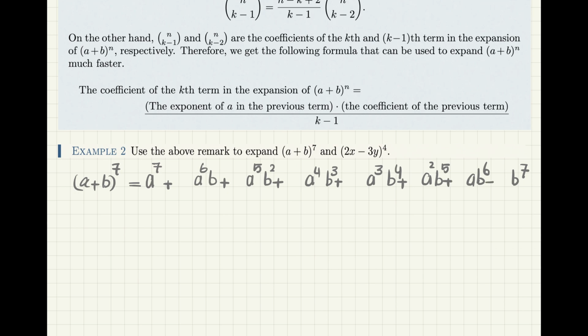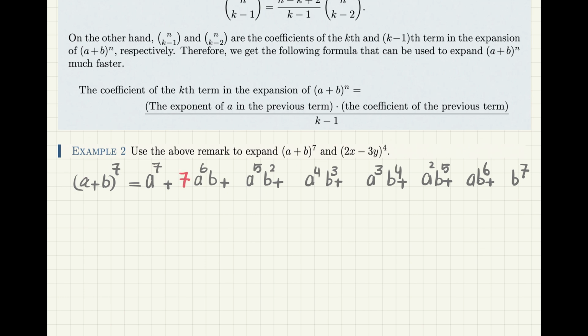We want to add them, but I need to find the proper coefficients, yes? Of course, you have the formula, but in that way it takes a long time to calculate, but in this way, it is simple. If you want to calculate this coefficient, do this. Go to the previous term, take the exponent of a, multiply it by the coefficient, and divide by how many terms you have written before that. One term. So I would say 7 times 1 divided by 1. The answer is 7. So what I write here is 7.